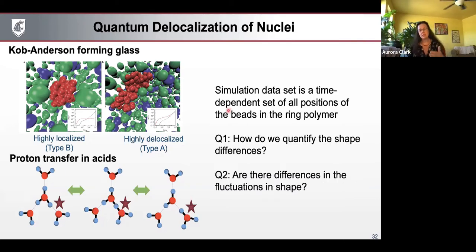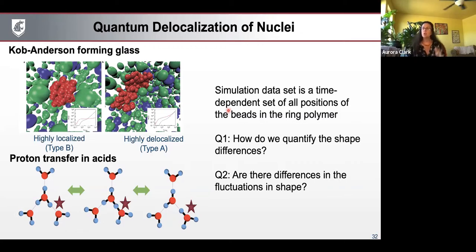And so the simulation data that you get from these ring polymer simulations is a time-dependent set of the positions of all of the beads on that ring polymer. And we're going to ask two questions. We're going to ask, how do we quantify the shape differences? That question, Q1, has been asked before, but needs new tools to help define shape. Q2 is something that has not really been asked before, which is, are there differences in the fluctuations in shape?